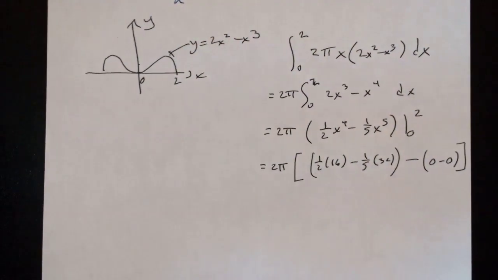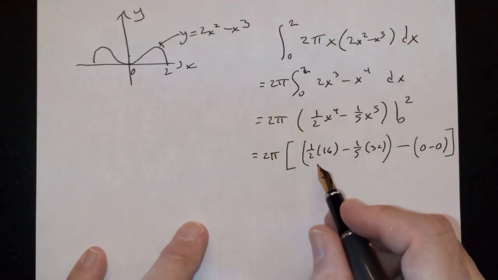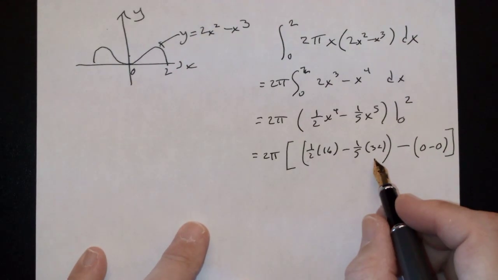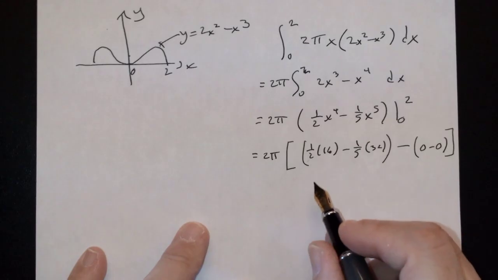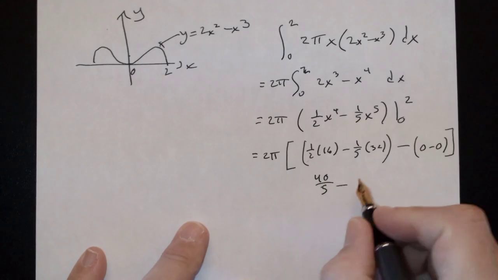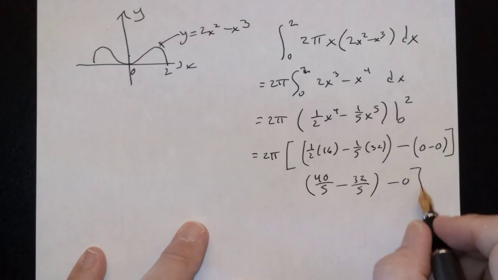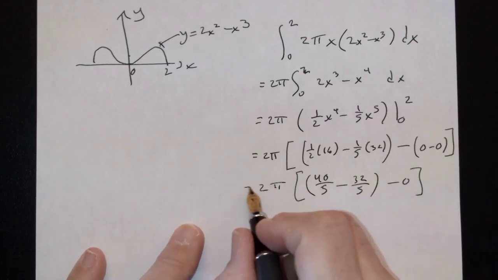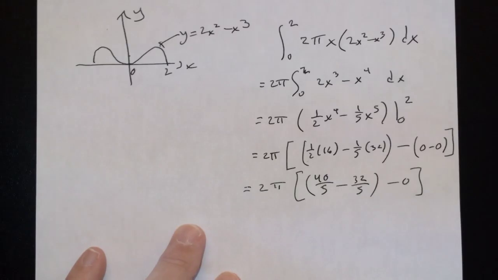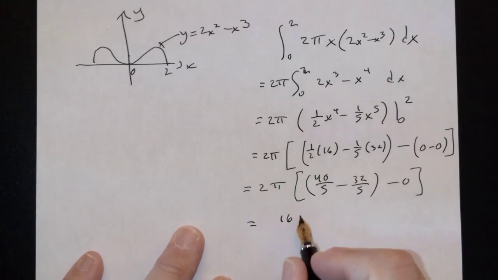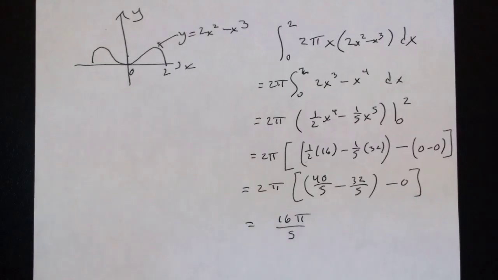Wait a minute, half of 16 is just 8. I'm going to need fifths though, right? So 8 is 40 over 5 minus 32 over 5 minus 0. There's still a 2 pi on the outside here. 40 minus 32 is 8. So I get 16 pi over 5. Worked, master, it worked.